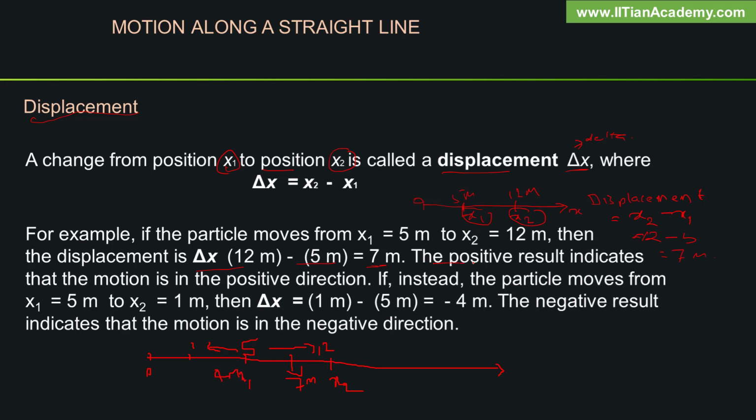The positive result indicates that the motion is in the positive direction. If, instead, the particle moves from x1 equals 5 meter to x2 equals 1 meter, then displacement is minus 4 meter. The negative result indicates that the motion is in the negative direction.